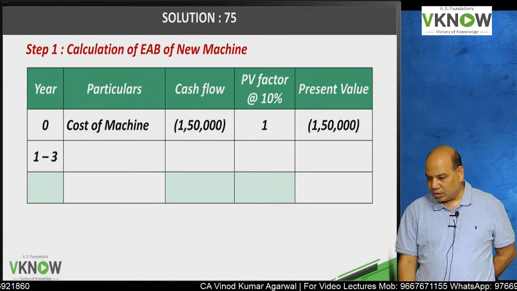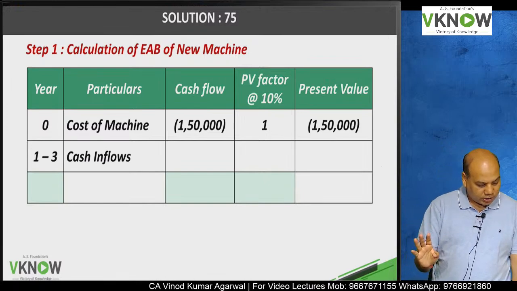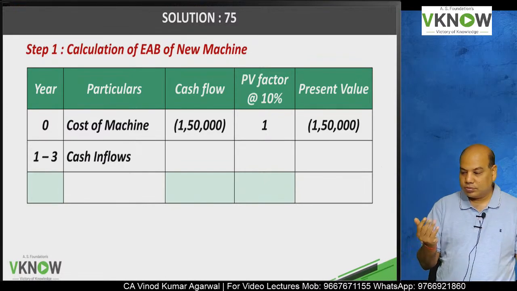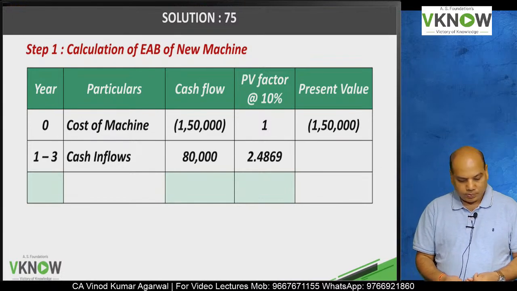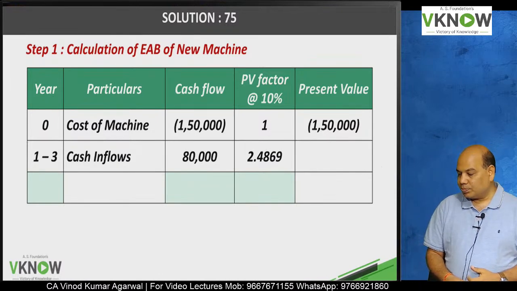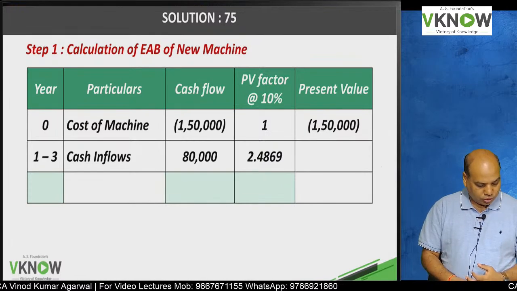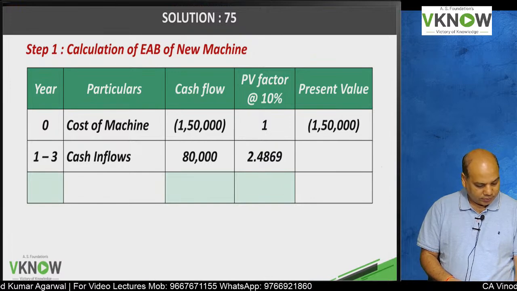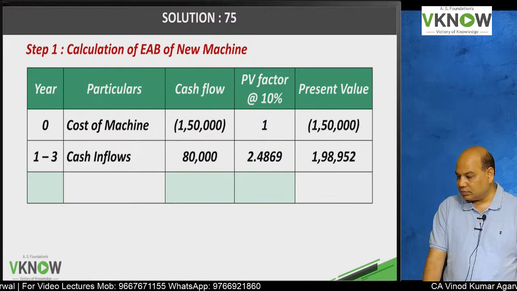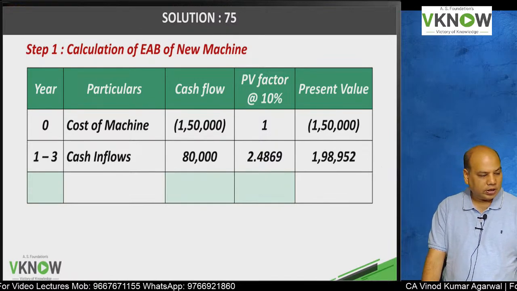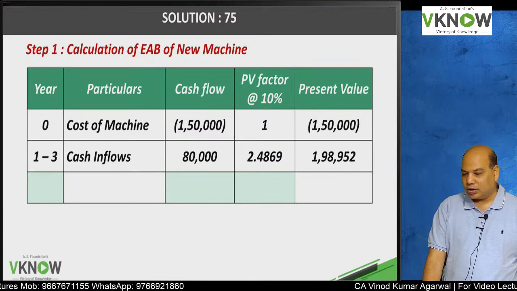Then year 1 to 3, write down 1-3, cash inflow is constant. What is the cash inflow for the new machine? 80,000. PV factor 2.4869. Just check, is it right? Multiply the two. You will get something around 1,98,952.